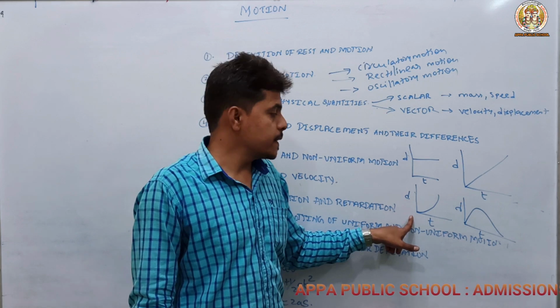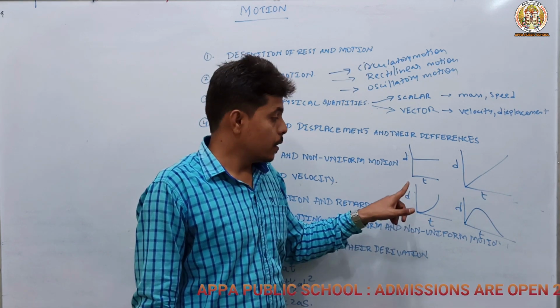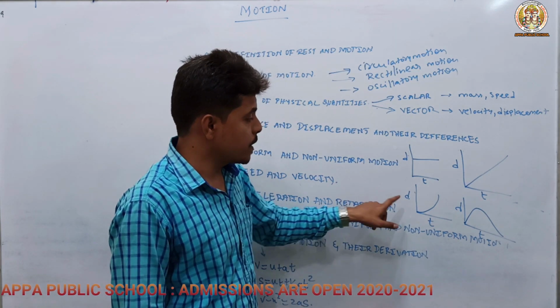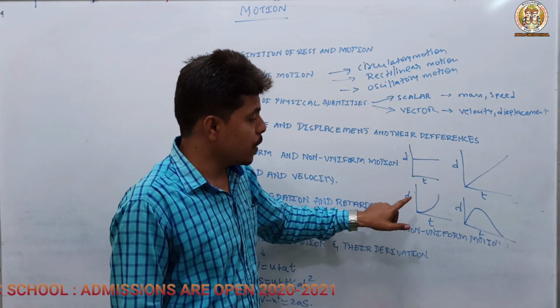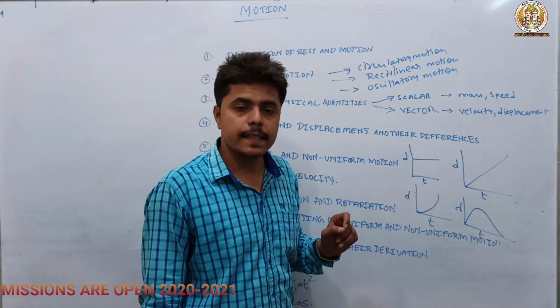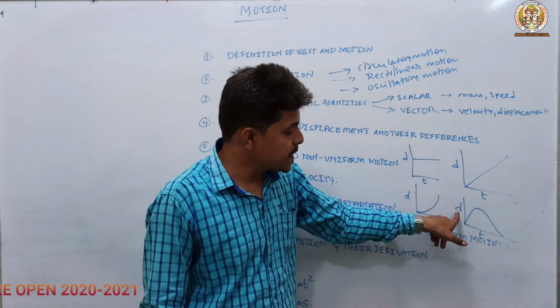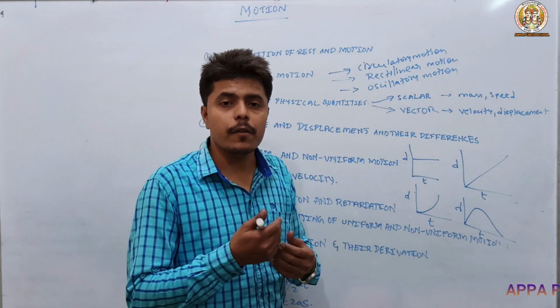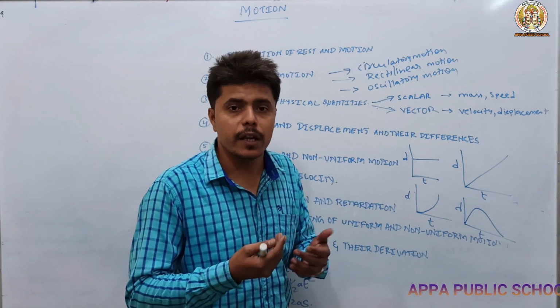Then here you can see the increasing non-uniform motion, and this is a decreasing non-uniform motion. So these four graphs are rough graphs about the uniform and non-uniform motion.